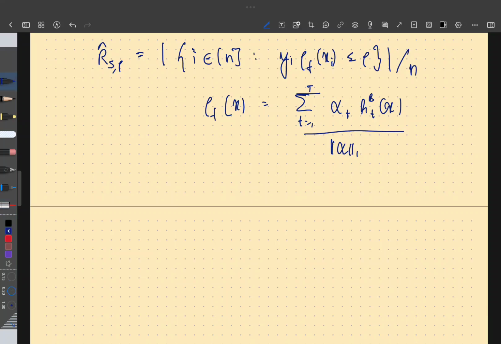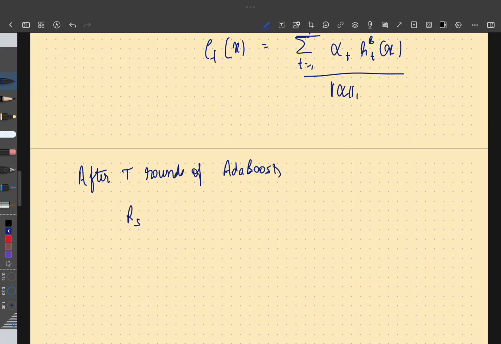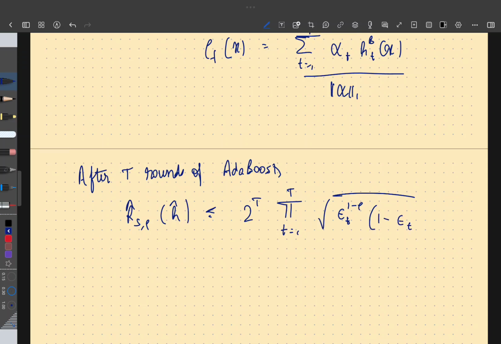And in fact, one can also show the following: that after t rounds of AdaBoost, this particular variant of the empirical risk is in fact at most 2 to the power t times product t equal to 1 to capital T square root of epsilon t whole raised to 1 minus rho times 1 minus epsilon t whole raised to 1 plus rho.